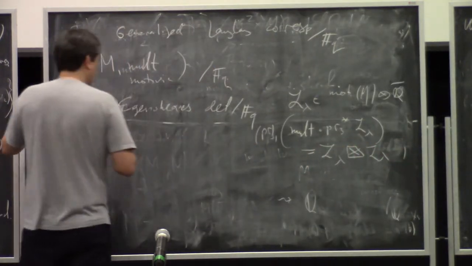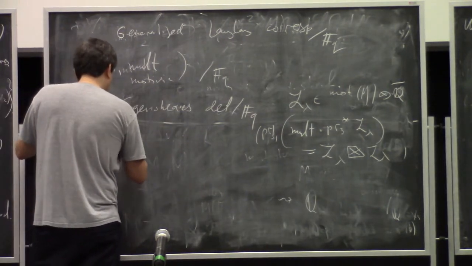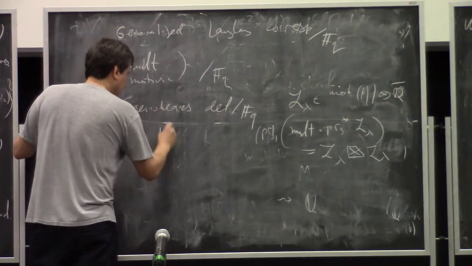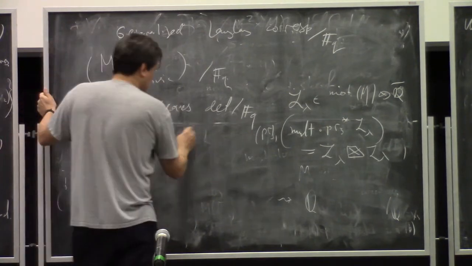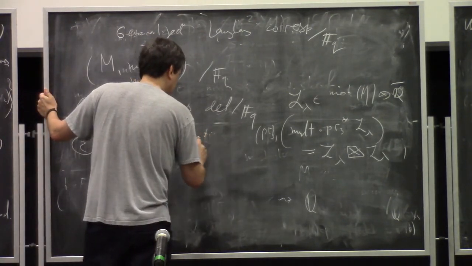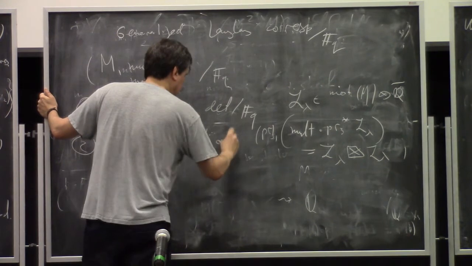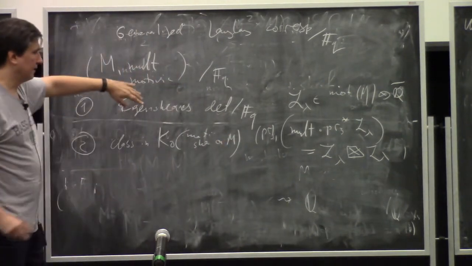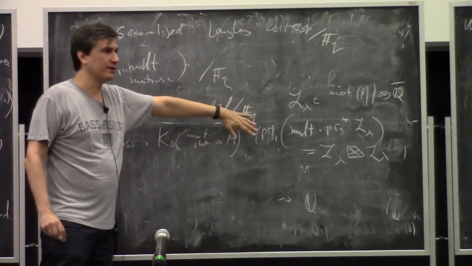It is a class in K0 of Motivic sheaves on M, which gives a homomorphism on a numerical level.